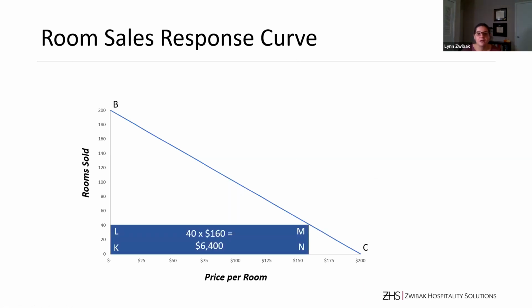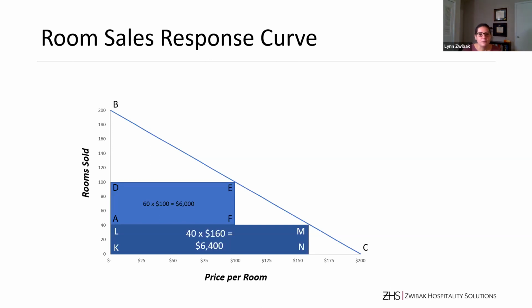So let's say we had a price point of $160. So these might be our business travelers. They're booking at the last minute. They're willing to pay a higher rate. There's fewer of them. In this case, we'll sell 40 rooms at $160. We'll earn $6,400.